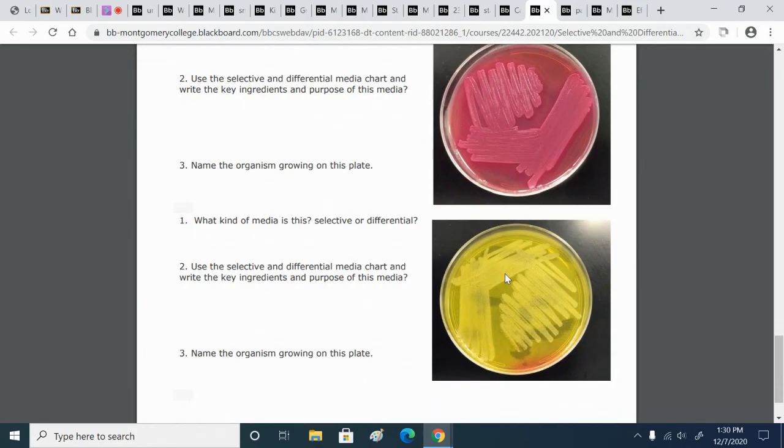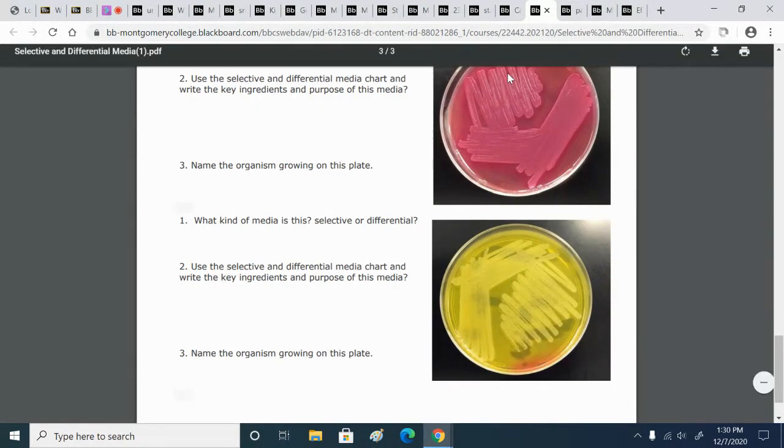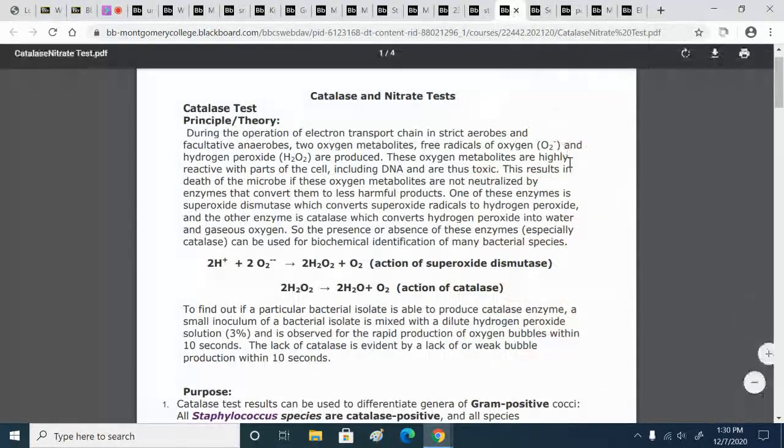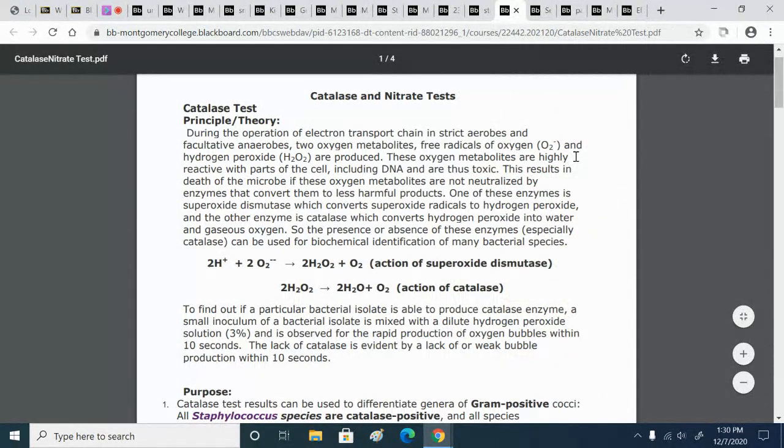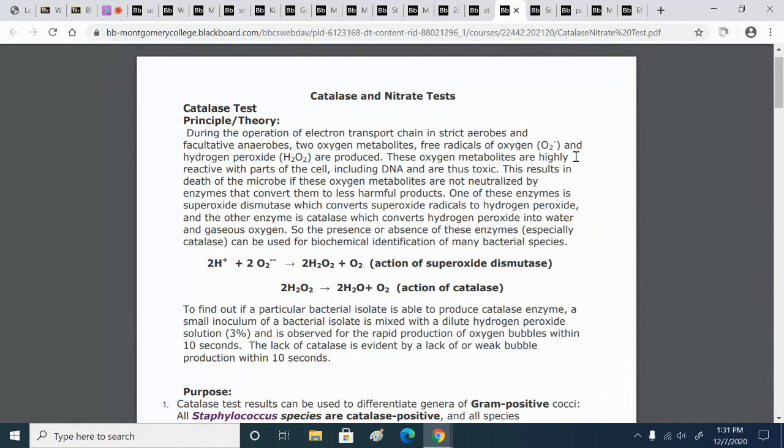So any questions about selective and differential media? So then we began performing some biochemical tests. And when we perform a biochemical test, what are we actually looking for? The enzyme produced. Right, the enzyme. We know that enzyme is present if we find the end product of that enzymatic reaction.